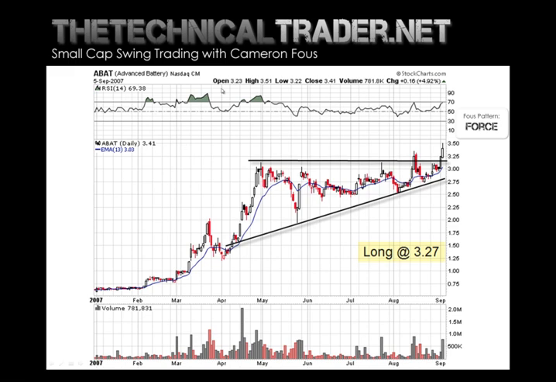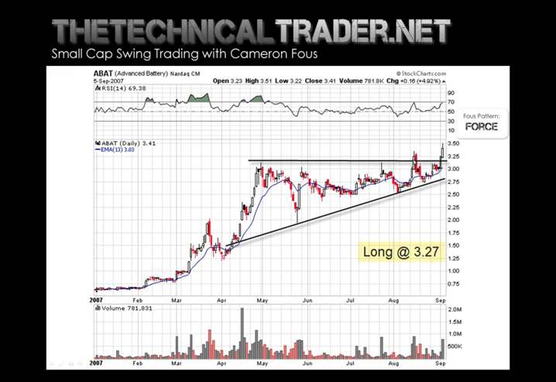Up next here was ABAT, Advanced Battery. So as you can see here, this is back in 2007 when we traded this. We got this force pattern here with this ascending triangle. We actually got a false breakout above this triangle pattern here.